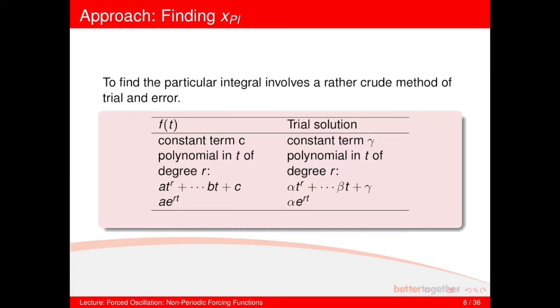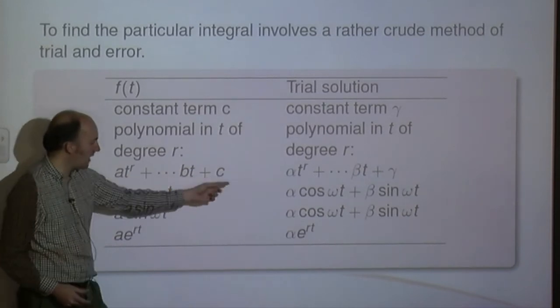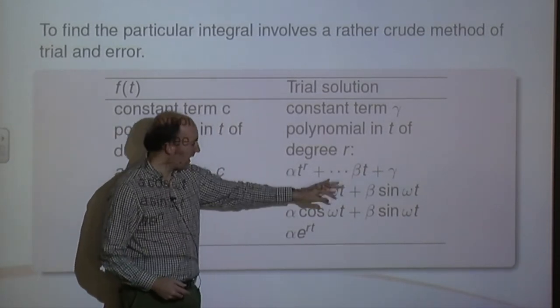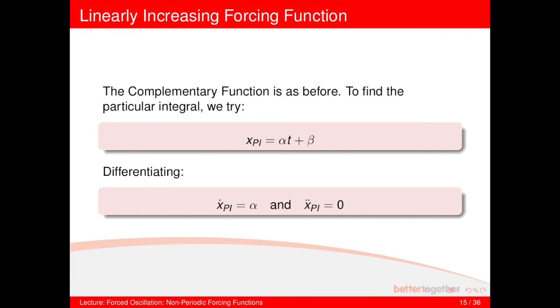You must always remember that term, which is why, if we go back to the table, there we go, here's my degree r term. If r is 1, you've still got this c term that you need to consider, gamma in this case. Obviously, I've only got 2 terms in the previous one, so I called it beta. It doesn't really matter. So we try that as our particular integral. It's based upon our forcing function.